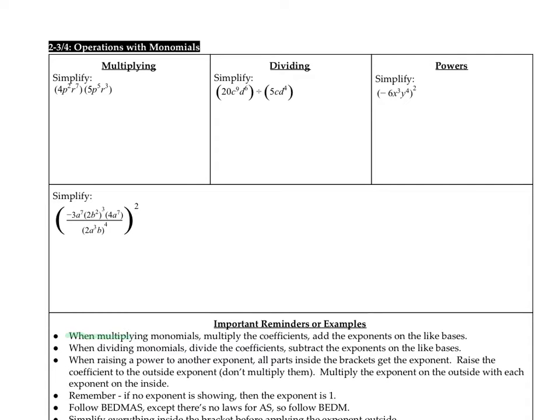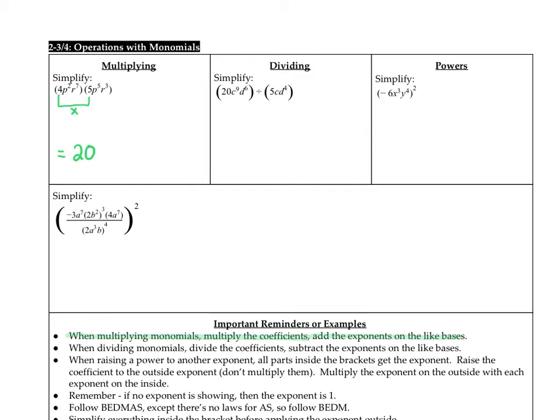And what you need to know is when multiplying monomials, what you want to do is multiply the coefficients, which are the numbers in the front of the term, and you want to add the exponents on the like bases. So to start with, the 4 and the 5 are coefficients, so those you're going to multiply. So 4 times 5 is 20.